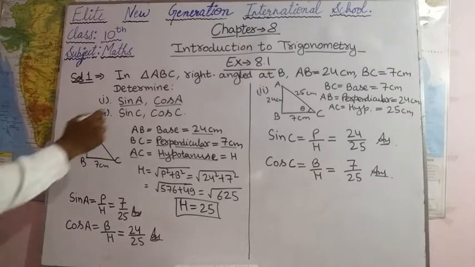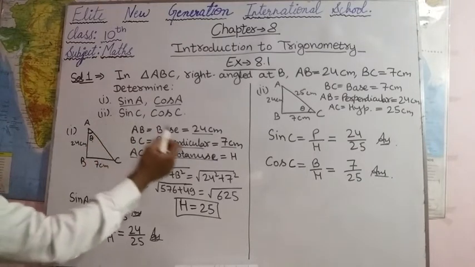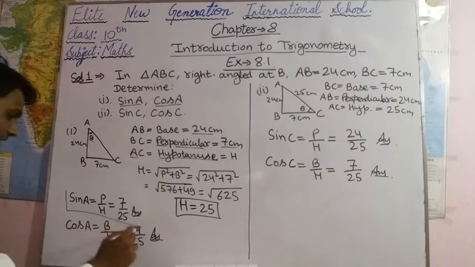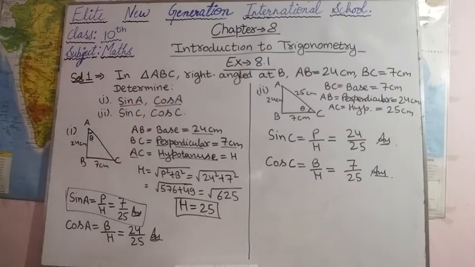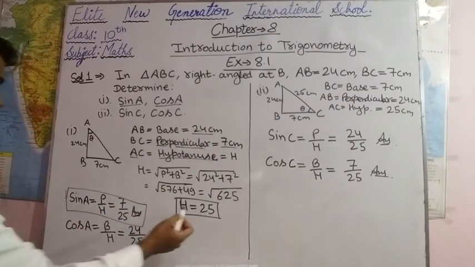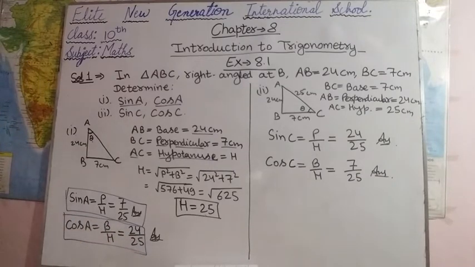Now here we can find the value of sin A. The formula of sin A is perpendicular upon hypotenuse. By putting the values, the value of perpendicular is 7 and the value of hypotenuse is 25. So 7 upon 25 will be the value of sin A. And after this, for finding the value of cos A, cos A will be base upon hypotenuse. So here the value of base is 24 and hypotenuse 25. So the value of cos A will be 24 upon 25. This will be the answer.